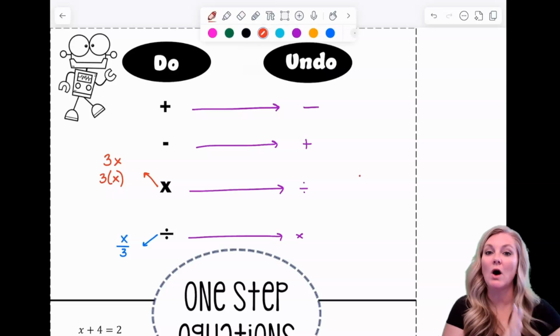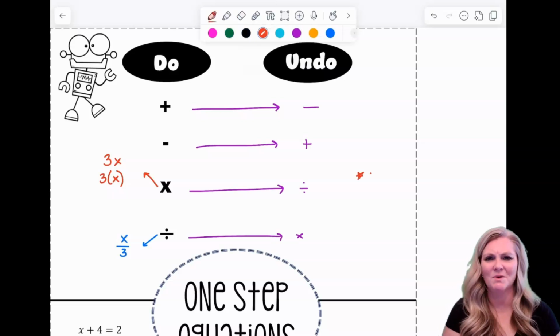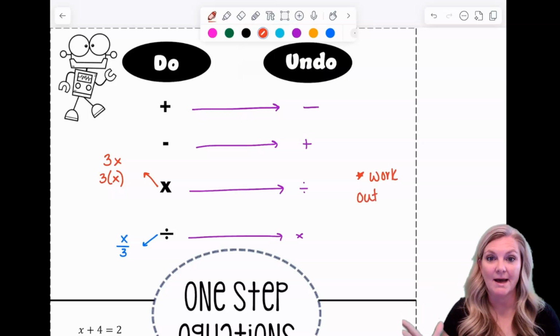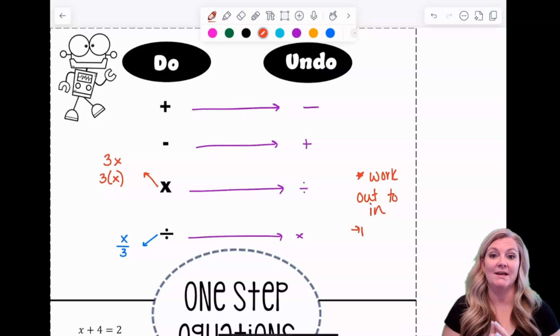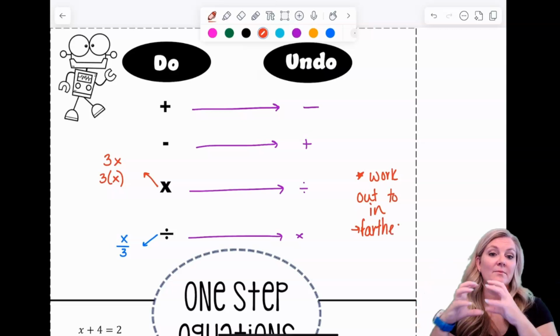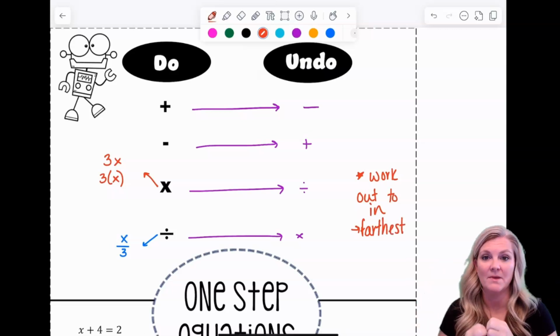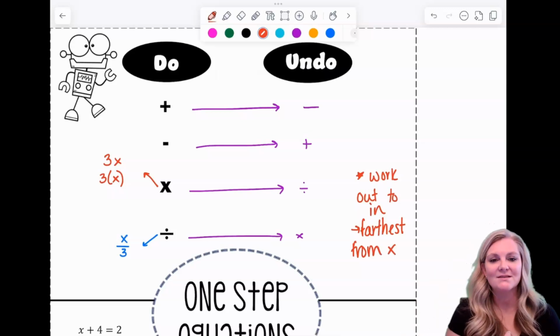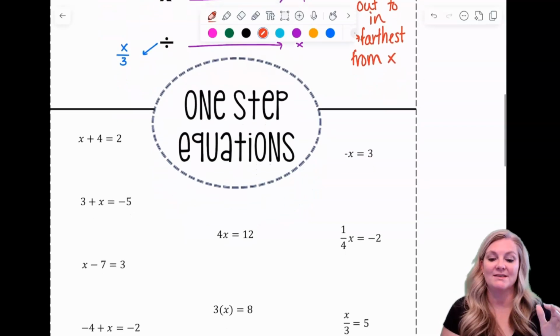So when we move on to multi-step, today we're not going to do multi-step or two-step, we're just going to be doing one-step. So if we have multiple pieces happening at the same time, how do we know which one to do first? You're going to work your way out to in, or you're going to work the way farthest away from the variable that you're looking at, or the farthest away from the x. It's usually x, but sometimes we throw in some n's and some a's and some b's. So what is happening farthest away from x? That really comes into play when we do two-step equations and variables on both sides equations, like we're going to do tomorrow and a couple days from now. So just be ready for that.